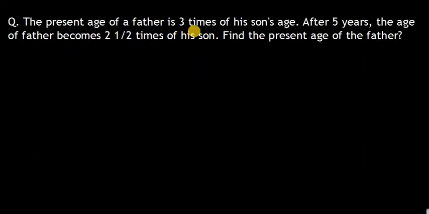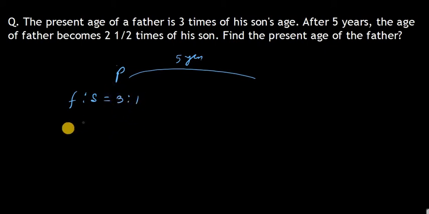The present age of father is 3 times of his son. After 5 years the age of father becomes 1 by 2 times of his son. Find the present age of the father. The present age of a father is 3 times of his son, so the ratio is 3 to 1. After 5 years the age of father becomes 1 by 2 times of his son.